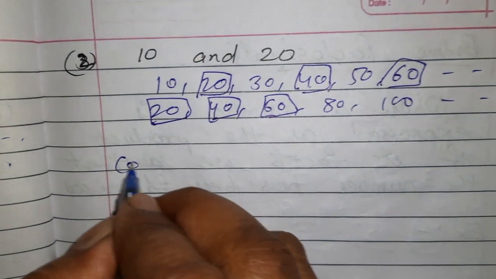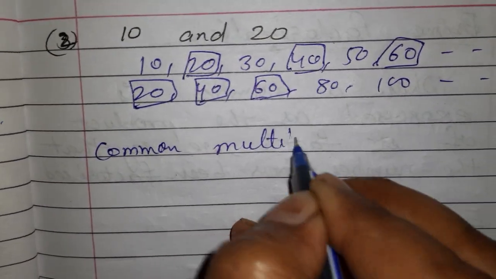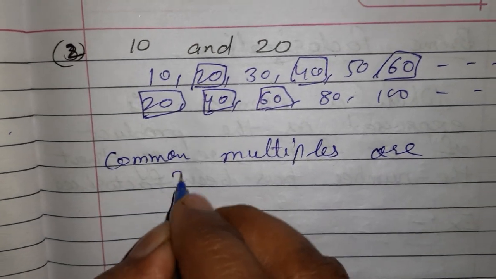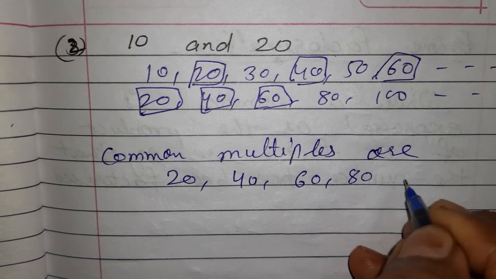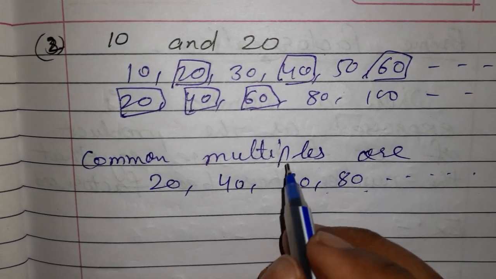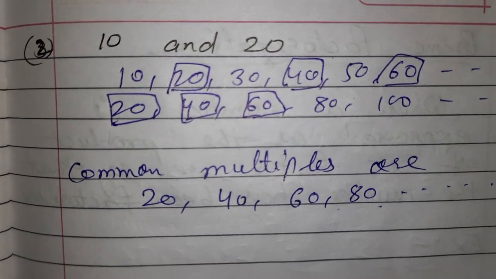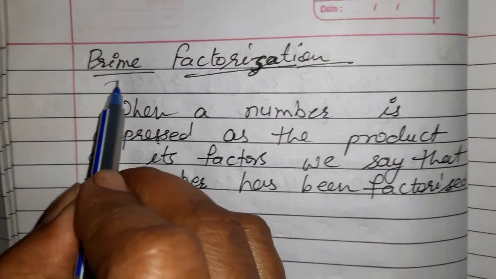So common multiples are 20, 40, 60, 80 and so on. Just see what this is? The 20 table. So this way you find the common multiples. Okay, I think you understand. Now let us come to know about what is prime factorization.